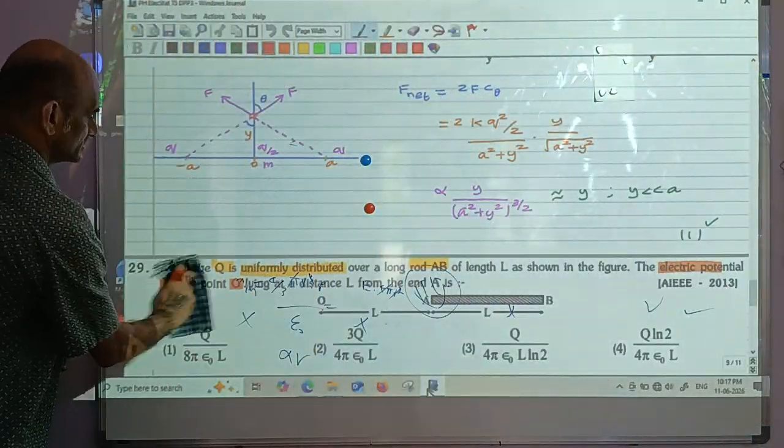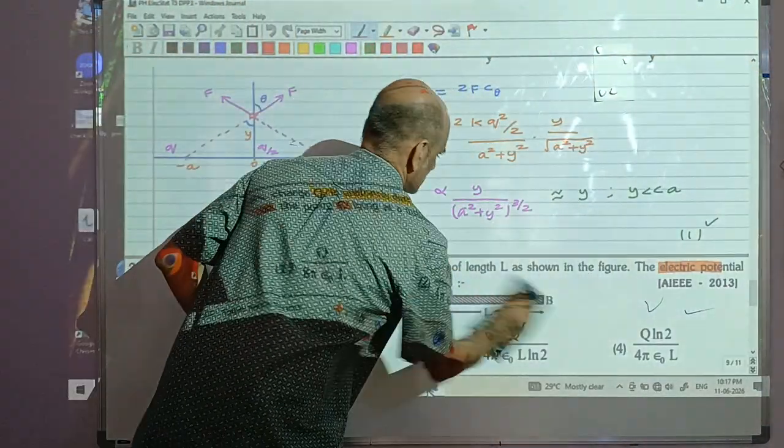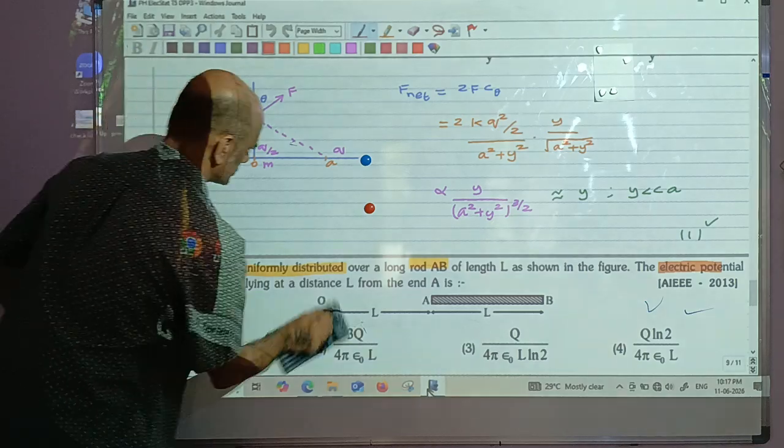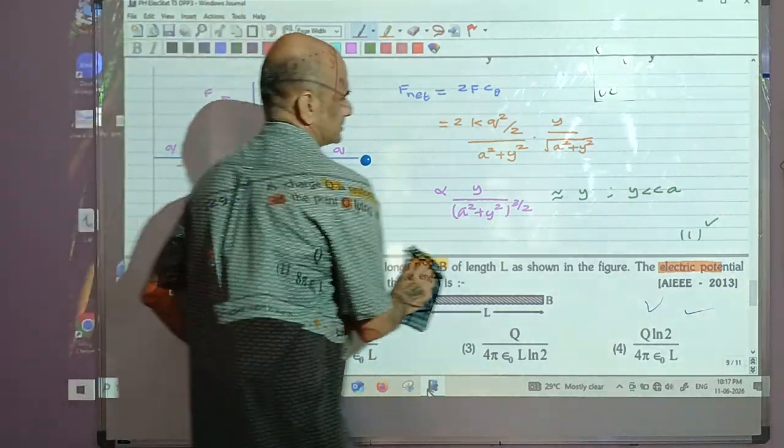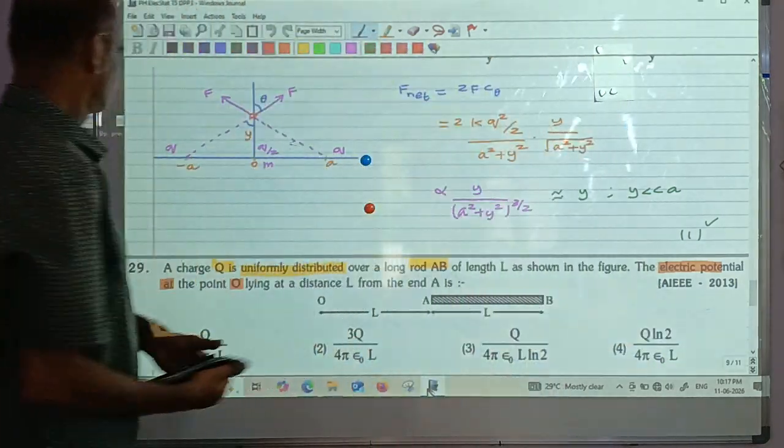The first one I will see easily. Dipole is also there in this chapter. Yes, sir. Do this one.